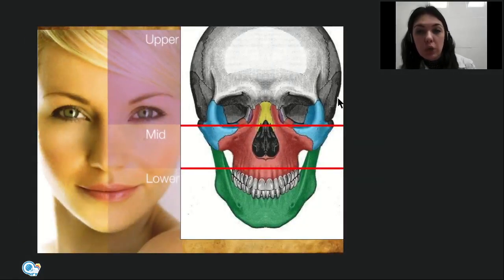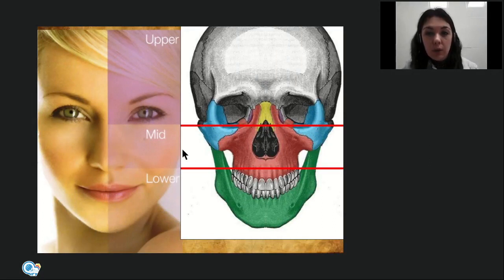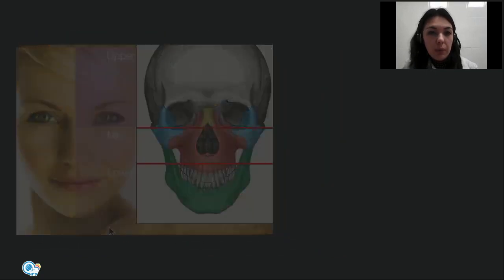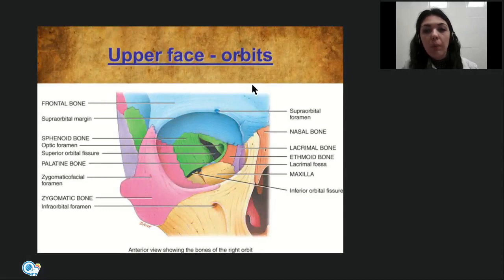The whole region of the face can be divided into the upper face, to which the forehead and orbit belong, then the middle face, where the nasal cavity is located, and the lower face, where the oral cavity is present. In the upper part of the face, we can see the orbits, and we should know the walls and communications of the orbits. We will also discuss them at our practical classes.